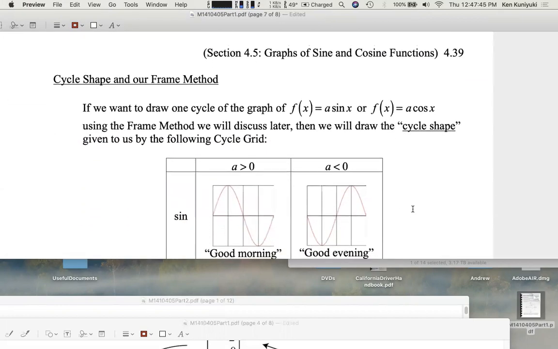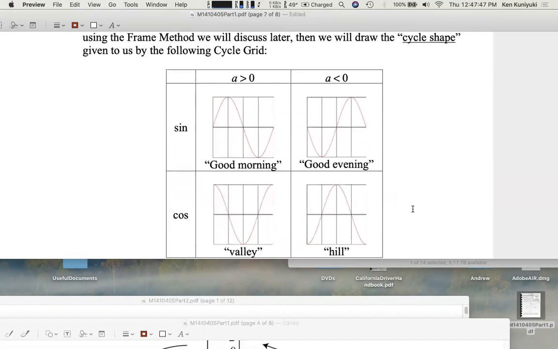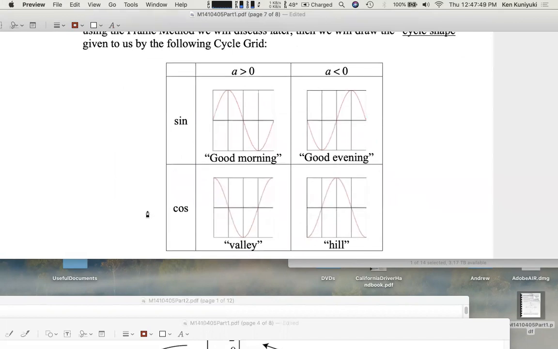Now, with our general frame method, here's the deal. We're going to ask if we have a sine function or a cosine function, and we're going to ask if A is positive or negative. If A is 0, you're destroying it, right? That's not a trig function.